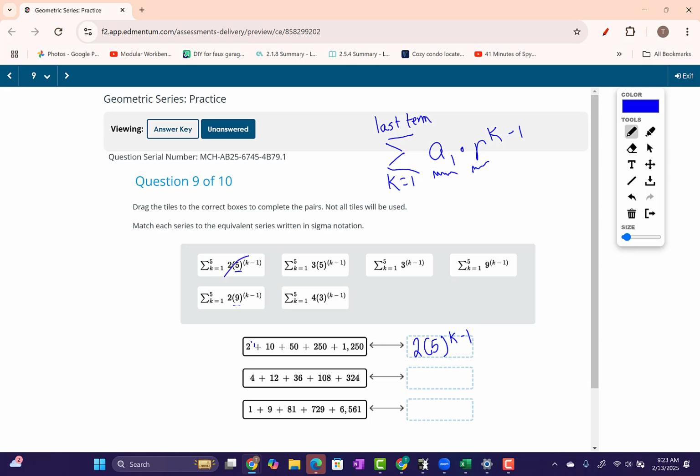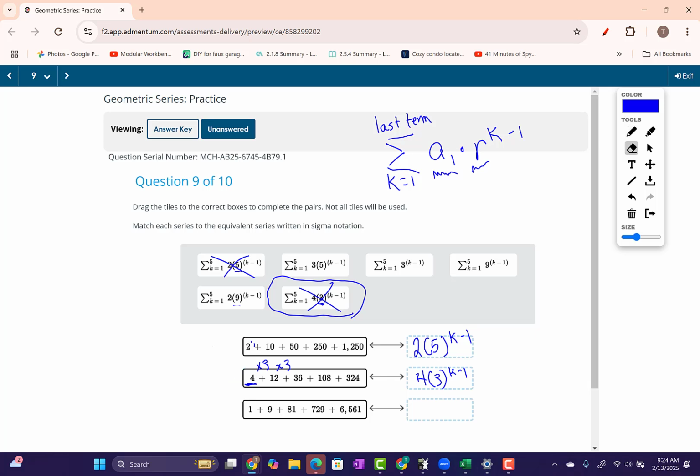All right, now we look at the second problem. I'm going to mark this one out because we've used it. The second one, 4 plus 12 plus 36 plus 108. So the first term is 4. So there's literally one option right here of 4. And just to verify, it's saying 4 is the first term, 3 is the common ratio. We can see 4 times 3 is 12. 12 times 3 is 36. So we have a match. I'm going to mark it out because I've used it.